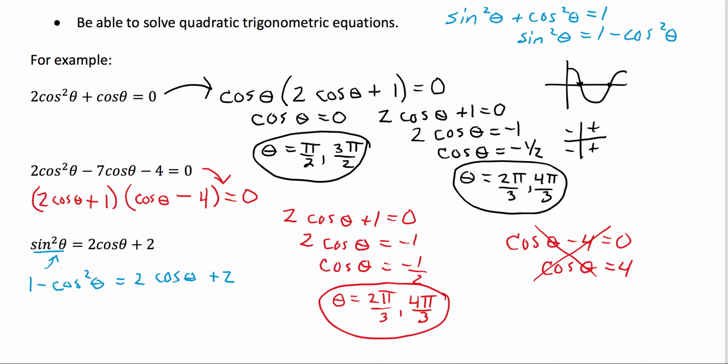I know that to factor, I've got to have everything on one side. I'm going to move these terms to the right. When you do that, you're going to have 0 is equal to cosine squared plus 2 cosine theta, and then you're going to have a plus 1.